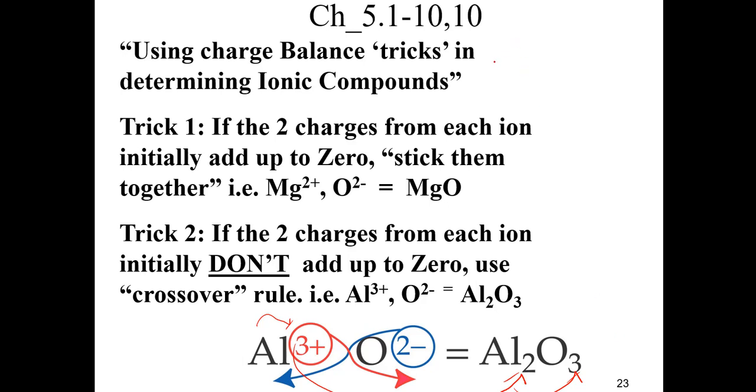So let's go ahead and predict what the subscripts are for this one. This is magnesium with a 2 plus. This is sulfur with a 2 minus. You add them, they equal 0, so just stick them together, MgS. Let's do a phosphide with the 2 minus. Let's do a sodium with a plus.